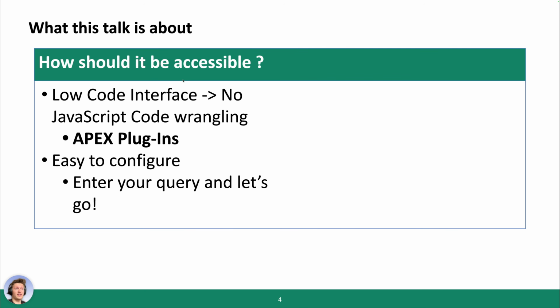How should it be accessible to developers? I think it should fall in the same way that Apex is doing it: a low-code interface, no JavaScript code wrangling, no dumping huge loads of JavaScript into your pages. And the solution for that is, of course, Apex plugins. It should be easy to configure. So basically, enter your query and let's go. Your app should be offline ready.